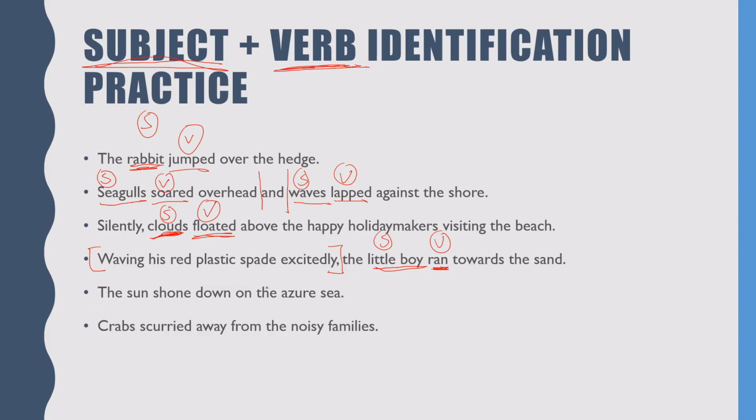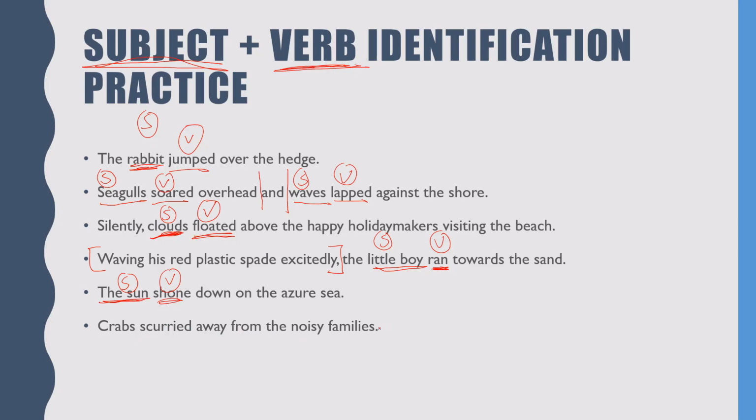The sun shone down on the azure sea. The noun at the beginning, who or what the sentence is about, is the sun. What's the sun doing? It's shining. That's a verb. So sun is the subject and shone is the verb.